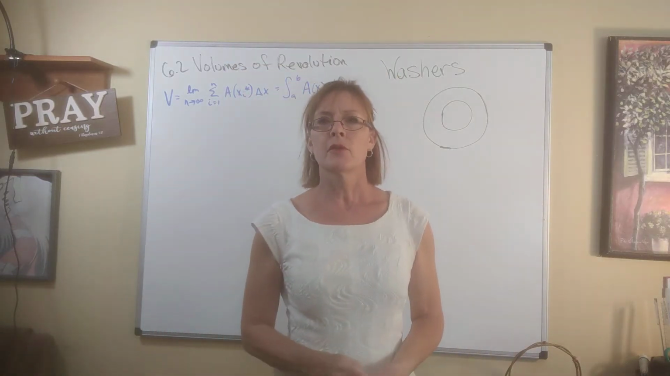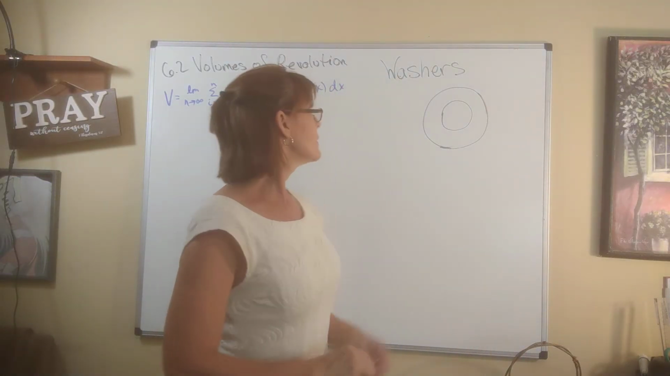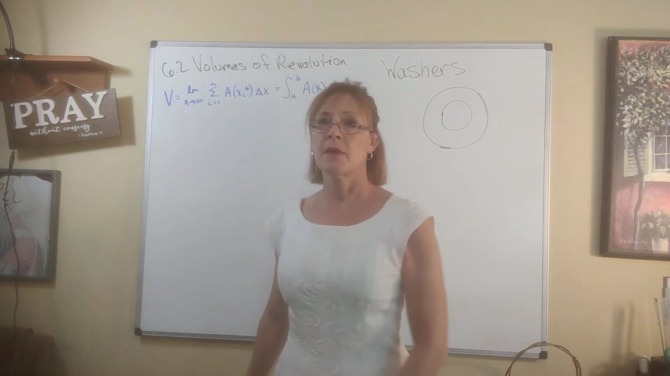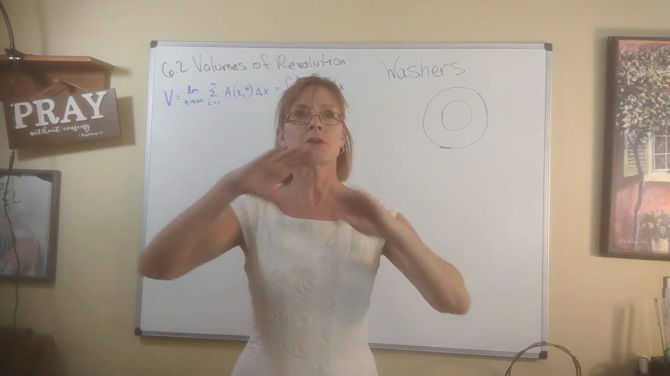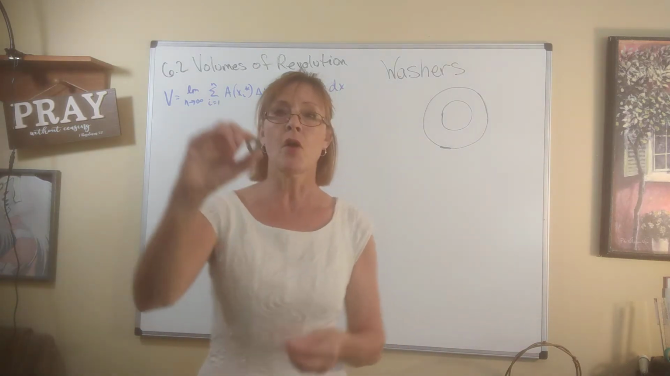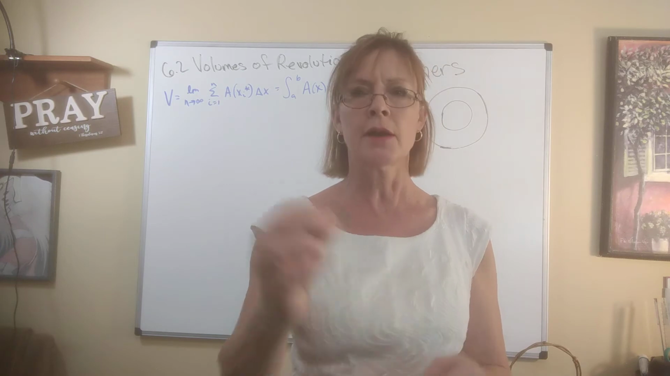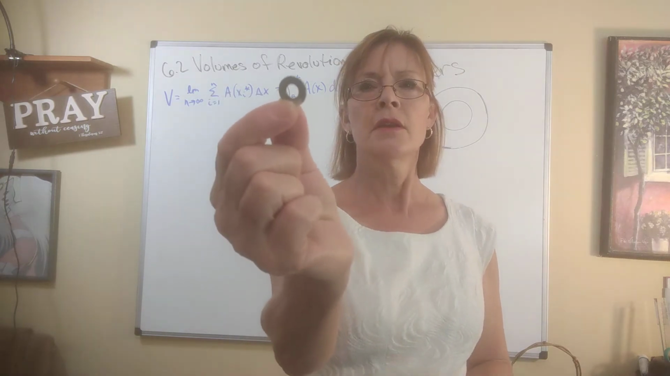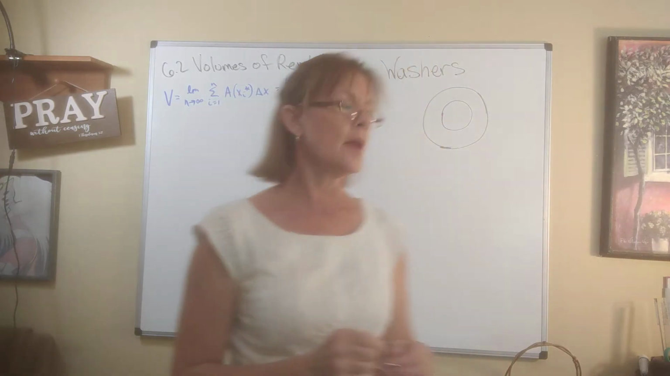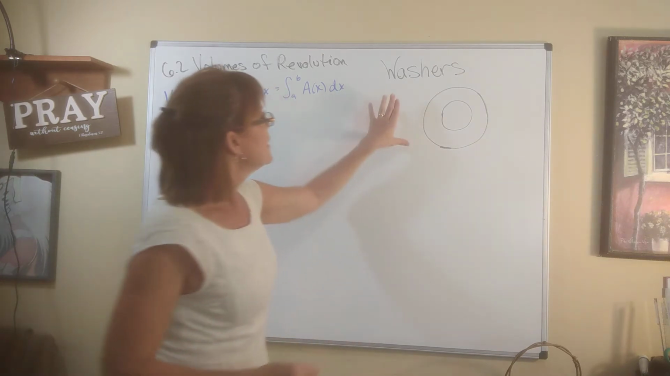Now we are ready for the washer method. This is very similar to the disc method, only the circular shape on the edge will have a hole in it. I'm sure you've probably seen a washer before. Here are a couple I got out of our garage. It's a circular shape with a hole in it. And so that's the shape.